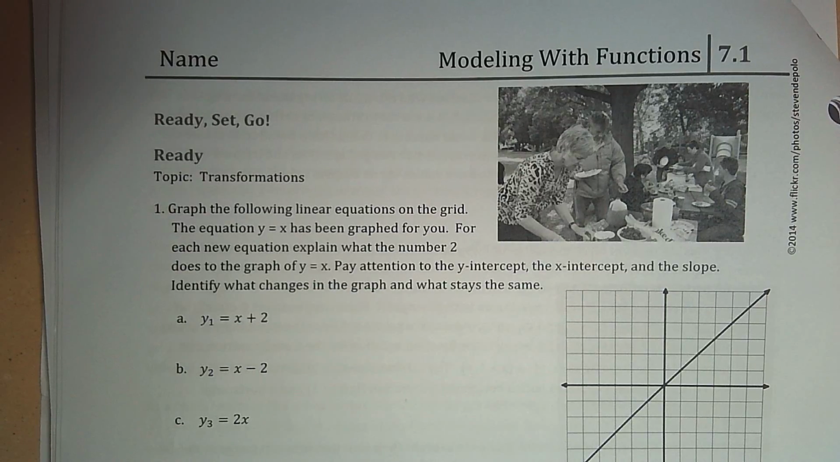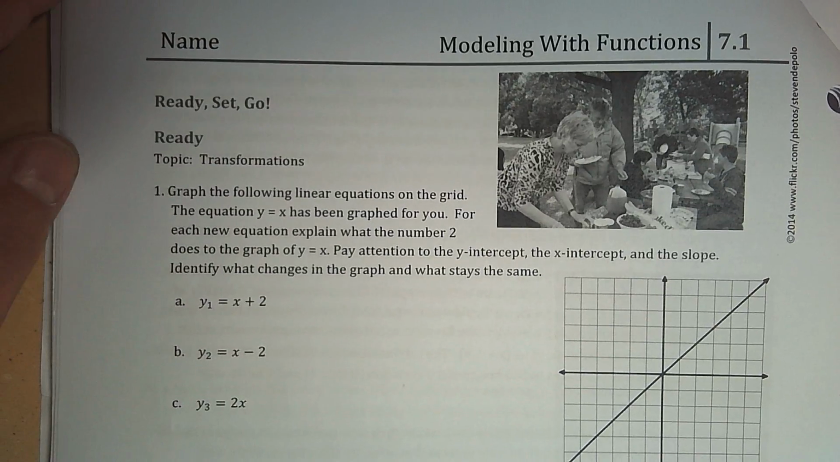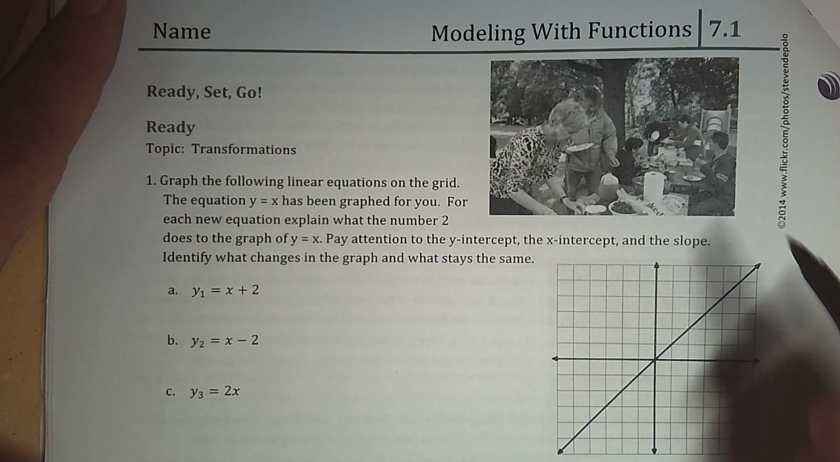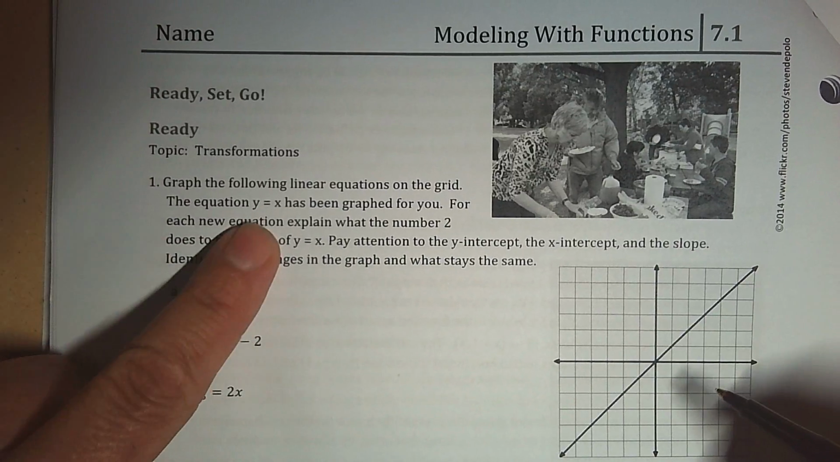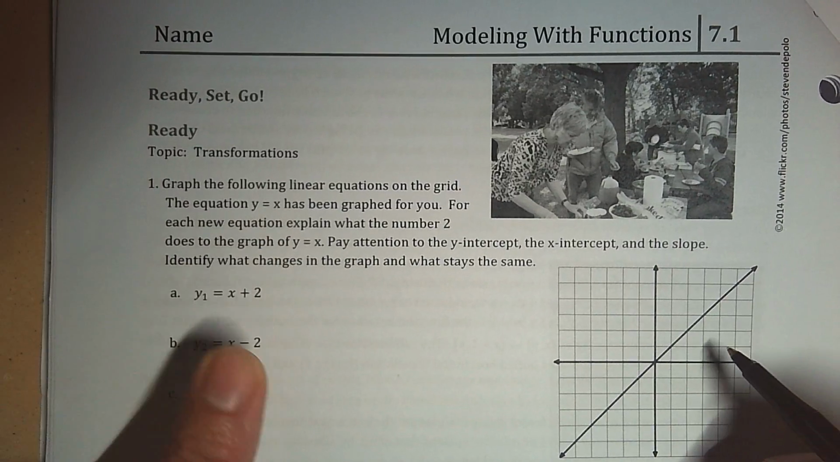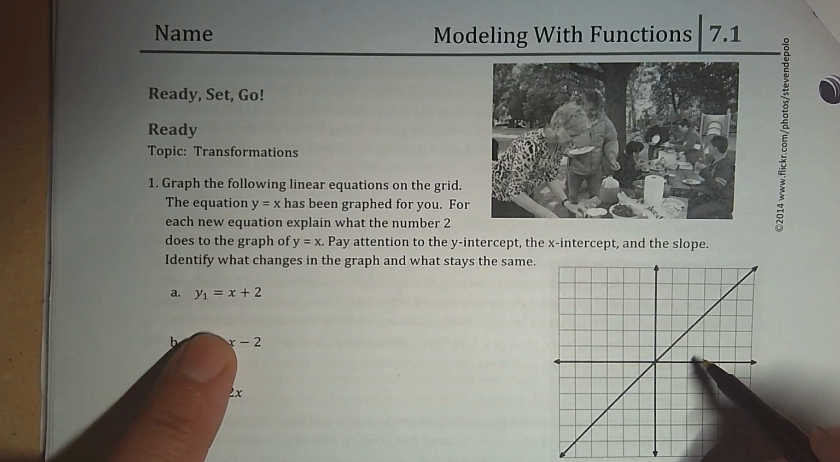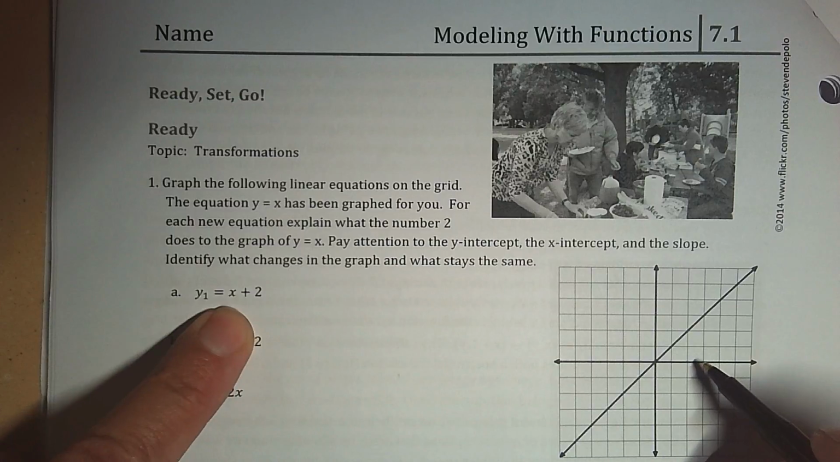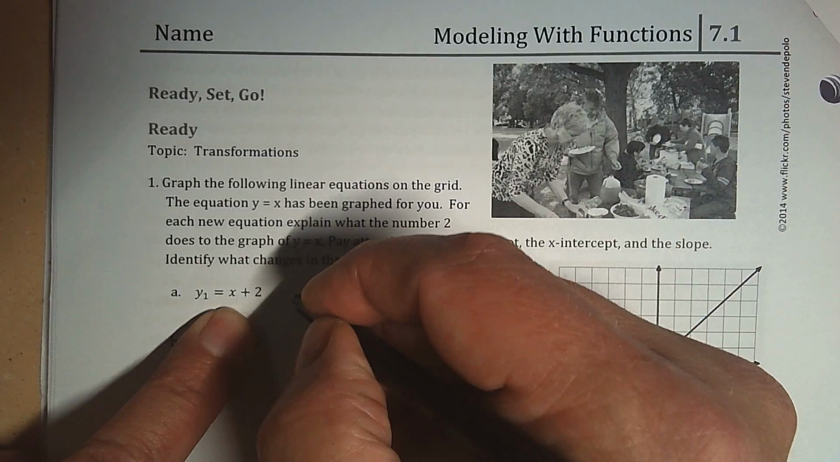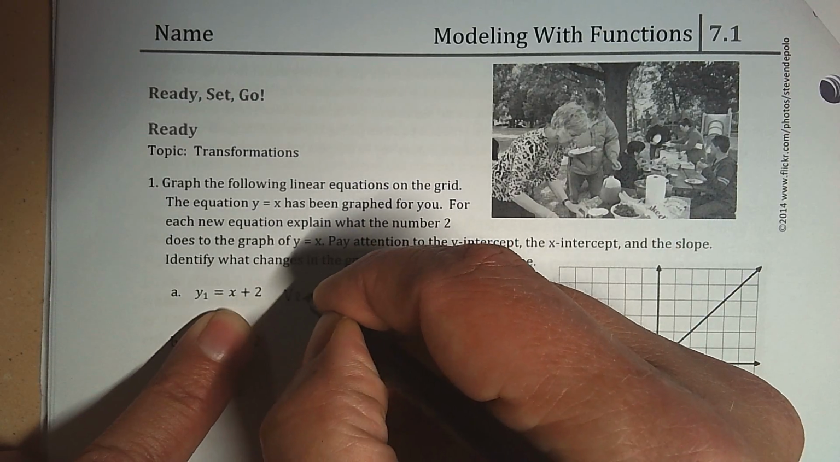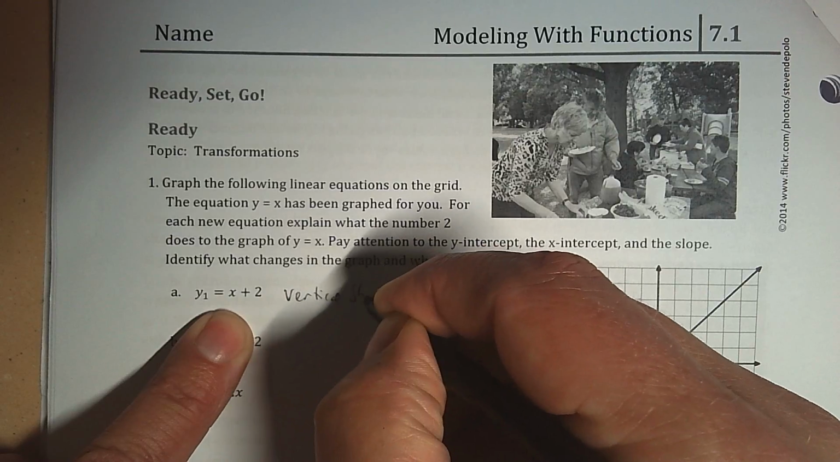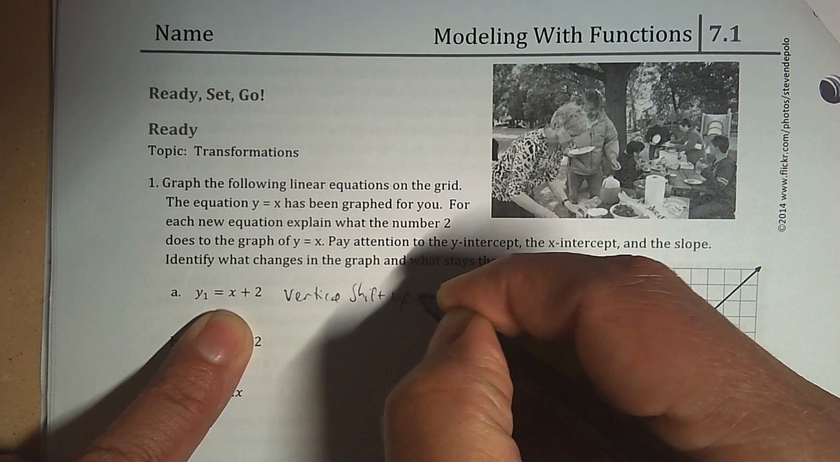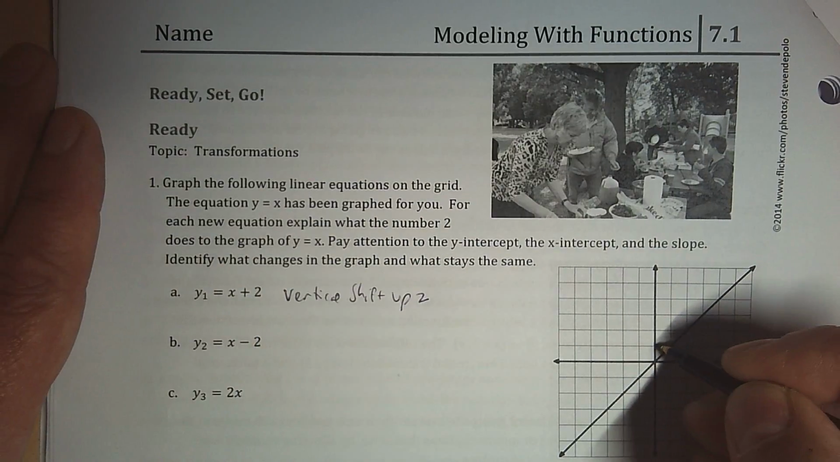All right, so here's your homework for modeling with functions. It says graph the following equations on the grid. The equation y equals x is already done. For each new equation, explain what the number 2 does to the graph. So in A, when you add 2 to the outside, what does it do? We know that it is a vertical shift up. How many? Take every point and go up 2.